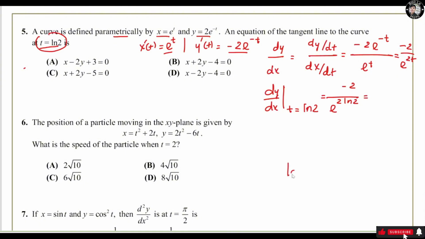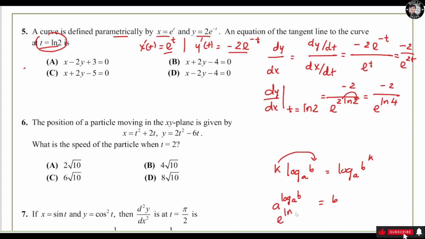So remember, you have log base a of b, and then you have k right here. You can bring k back over here. It's going to be log base a of b to the power of k, right? So I can bring 2 back over here. So I have negative 2 over e to the ln of 2 to the power of 2, which is going to be 4, right? Now I have the formula a to the log base a of b equals b, right? In this situation, a equals e, so I have e to the ln of 4 should be 4, right? So this should be negative 2 over 4, and it's going to be negative 1/2, right?